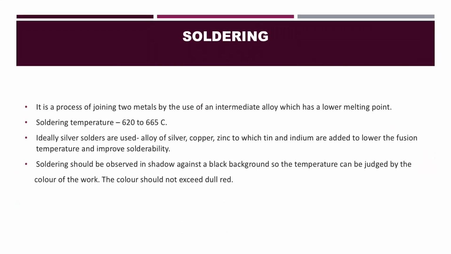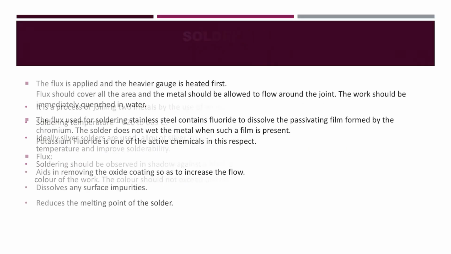Soldering. It is a process of joining two metals by use of an intermediate alloy which has a lower melting point. Soldering temperature is 620 to 665 degrees Celsius. Ideally, silver solders are used. It's an alloy of silver, copper and zinc to which tin and indium are added to lower the fusion temperature and improve solderability. Soldering should be observed in shadow against a black background so the temperature can be judged by the color of the work. The color should not exceed dull red.